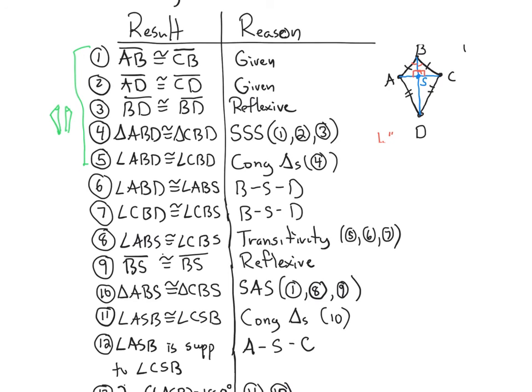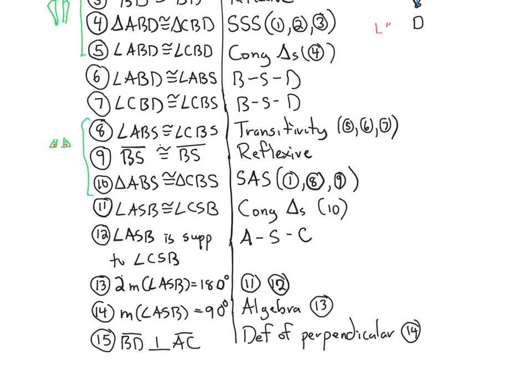Down here in 10, using 1, 8, and 9. Let me erase that and make that a little bit prettier. So in 8, 9, and 10, we were showing that the top left and top right triangles were congruent via side, angle, side. And in particular, we got that these angles were congruent, and we just had to reason that those angles were indeed 90-degree angles.